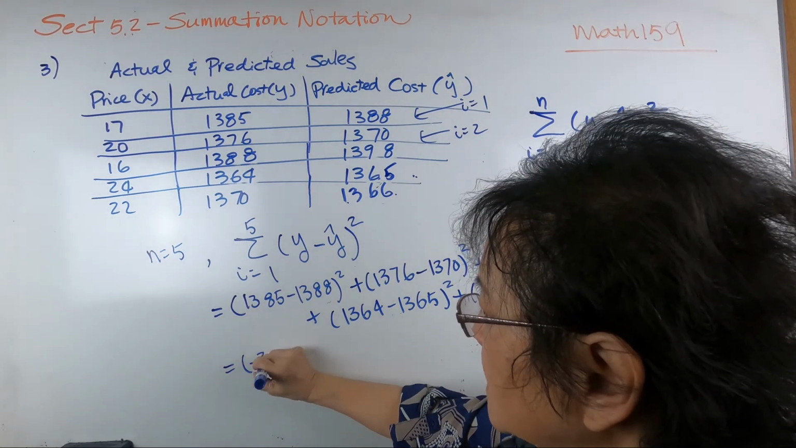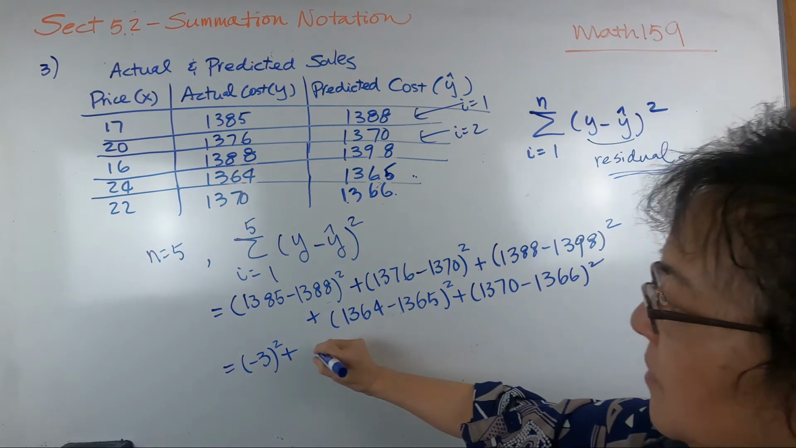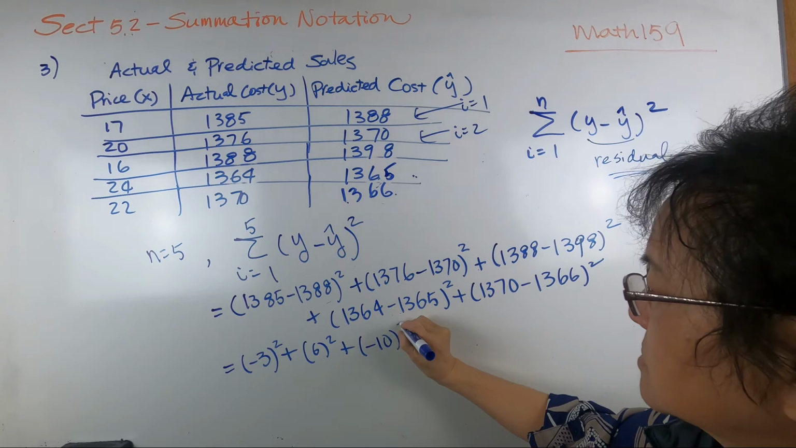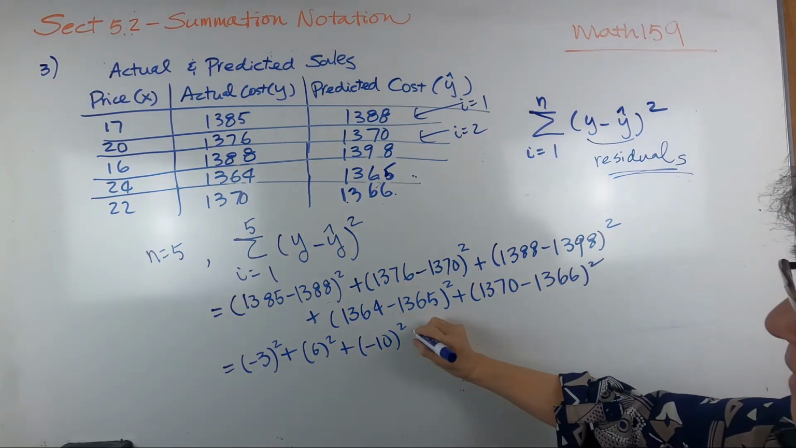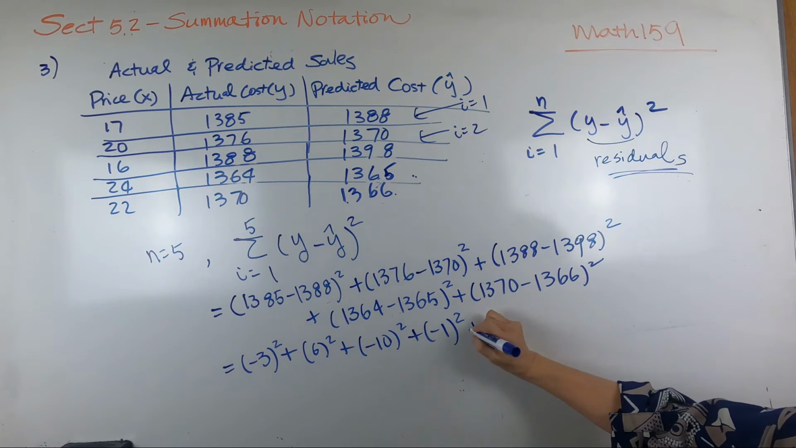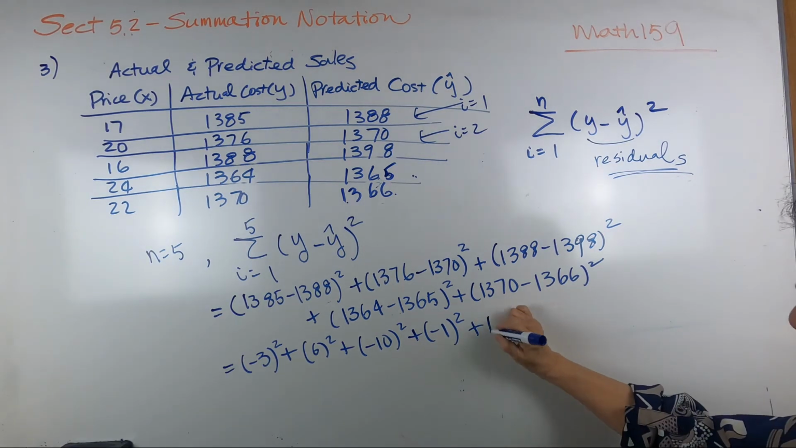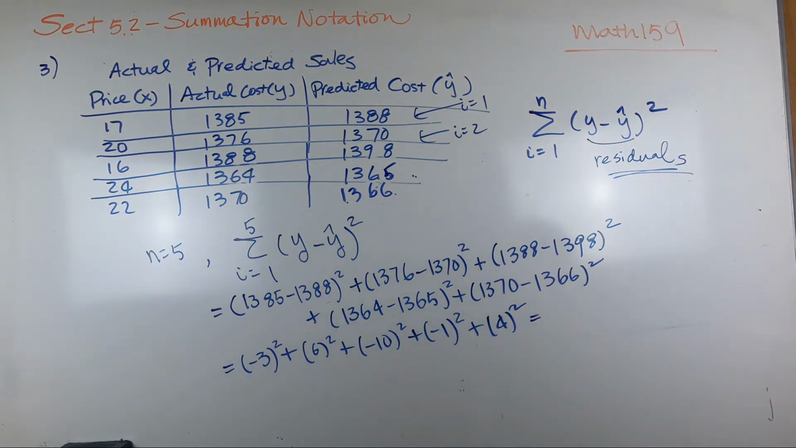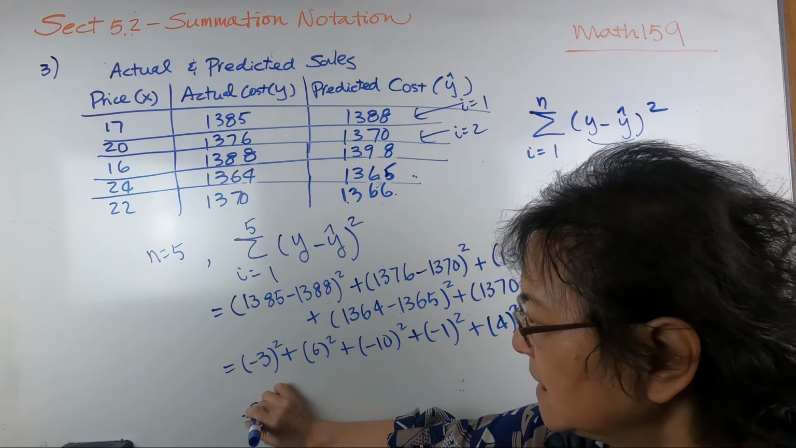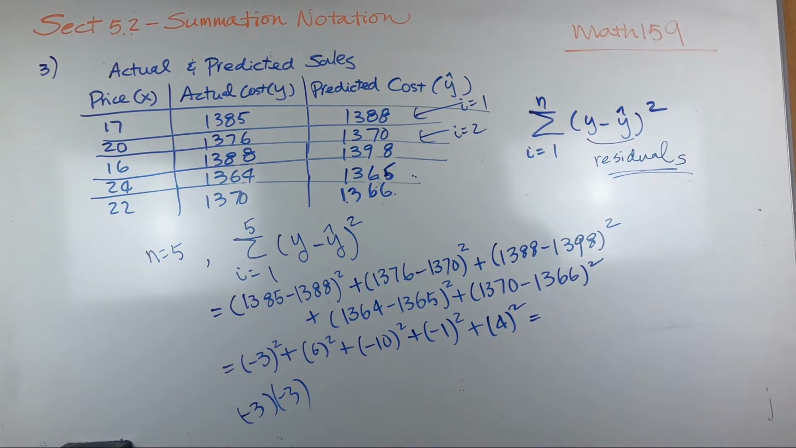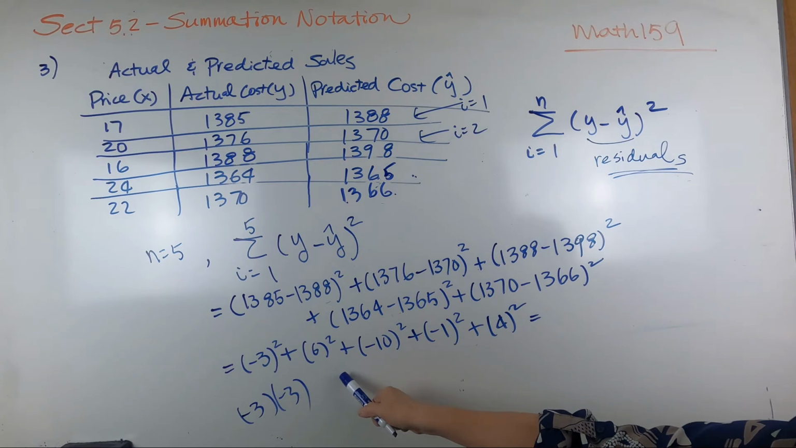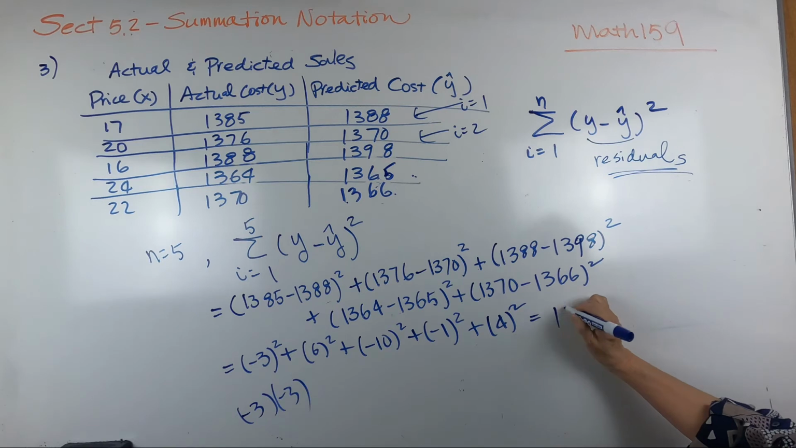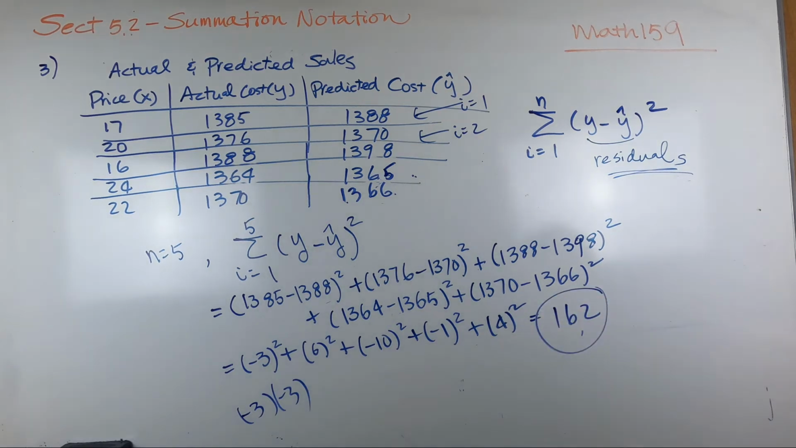Then the first one would be -3 squared. Second one would be what? 6 squared. Third one is -10 squared, right? Fourth one is what? -1 squared. And this one is difference 4 squared. Then you add them together. What do you have? Remember, -3 squared is what? -3 times -3 turns out to be 9. 9 plus 36 plus 100 plus 1 plus 16. Your answer should be what? 162.